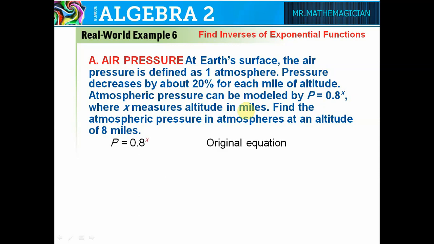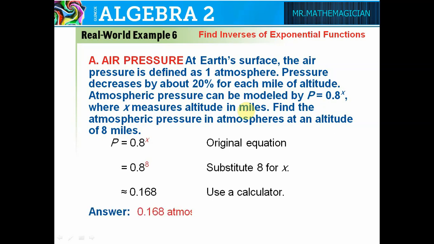P equals 0.8 to the power of x, this is the original equation. So we substitute with 8, so 0.8 to the power of 8, this will be about 0.168, so you can use a calculator to evaluate. So the answer is 0.168 atmospheres.